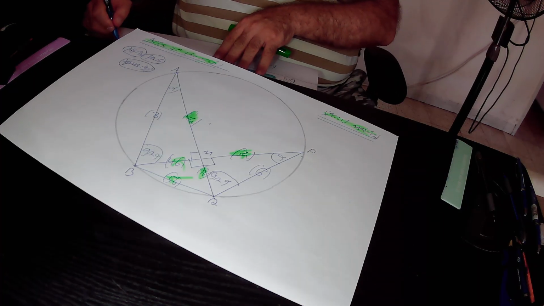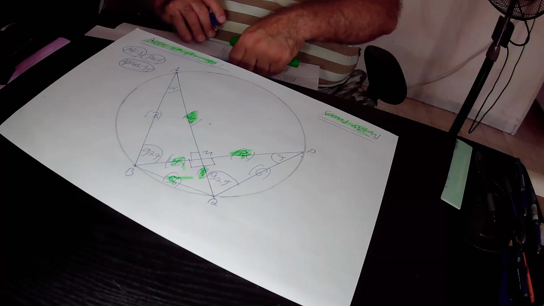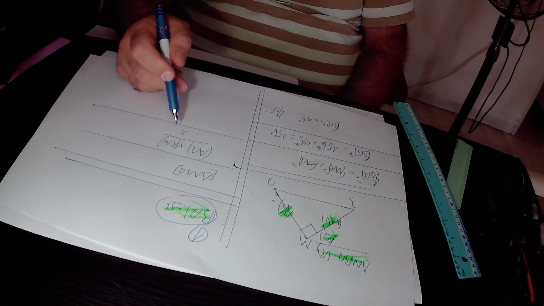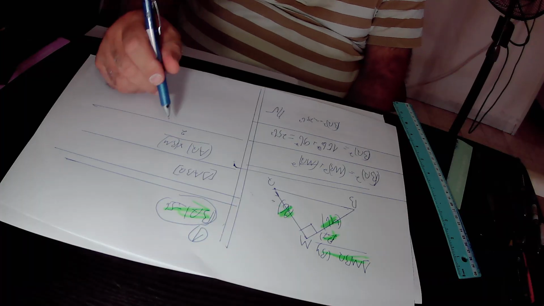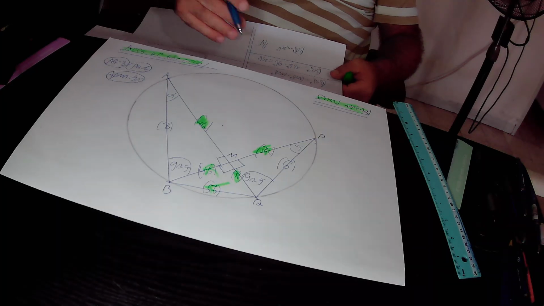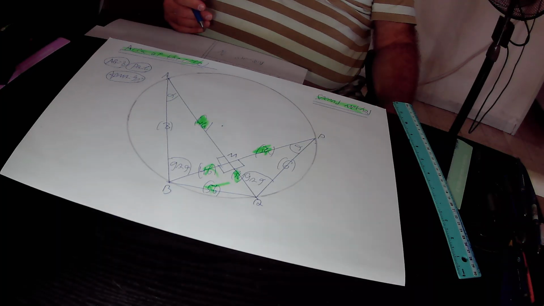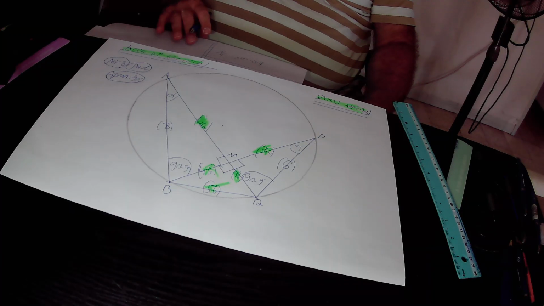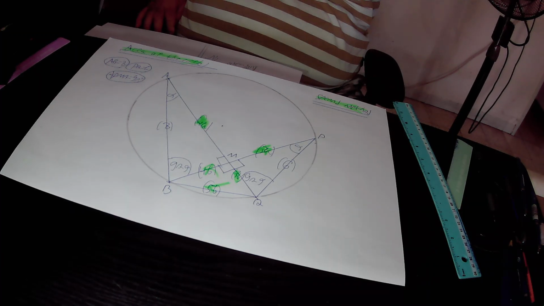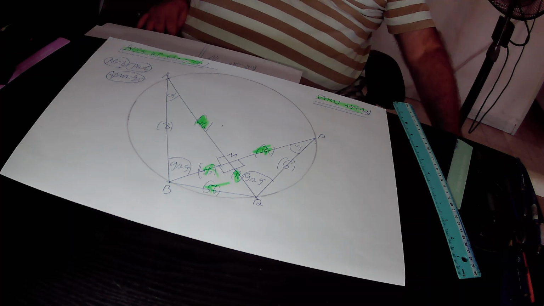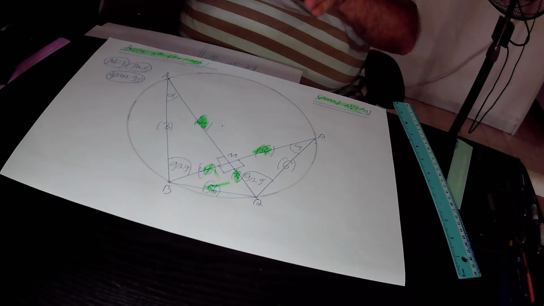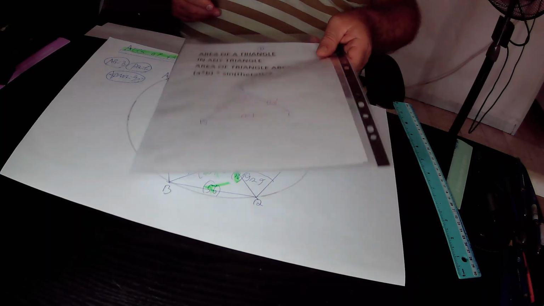So we found that the area of triangle ABQ according to the first method is equal to the base AQ times the height to the base, that is BM, over 2. And it must be equal to the area of triangle ABQ according to the second method. So we calculate the area of triangle ABQ in a different way, according to a new formula.